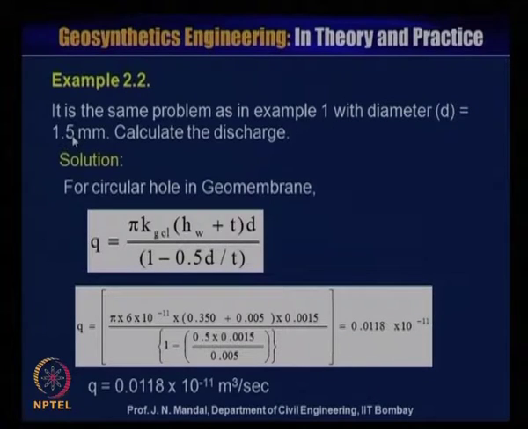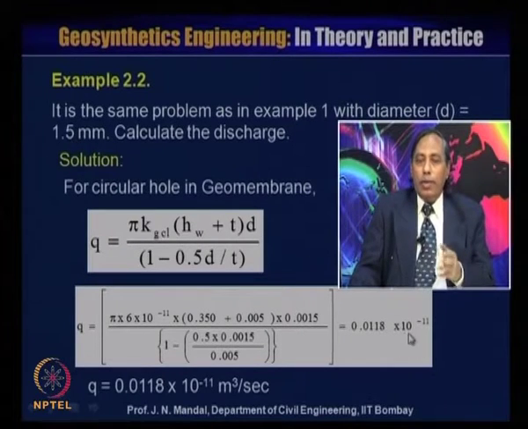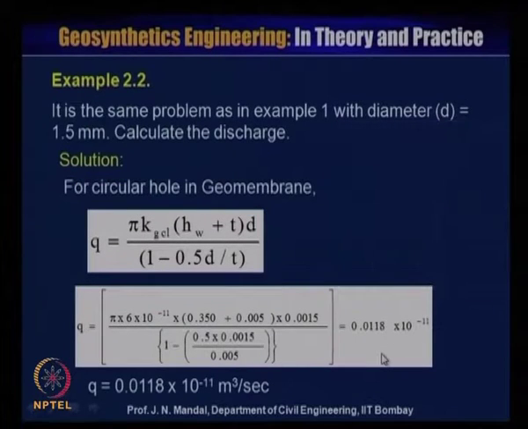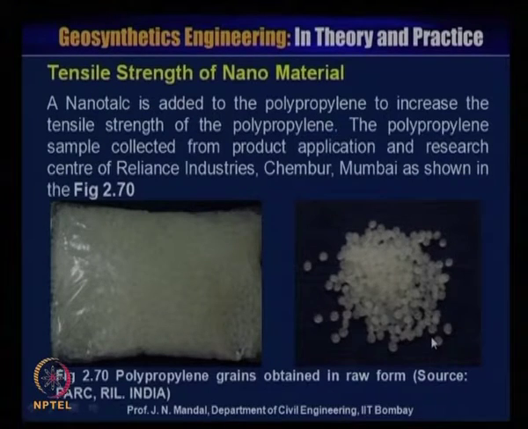It depends upon the type of the hole pattern, whether it is a circular hole or a wide slit. Then accordingly you can calculate the quantity of leachate flow that can pass through the GCL with geomembrane setup. Now this is about the tensile strength of nanomaterial.